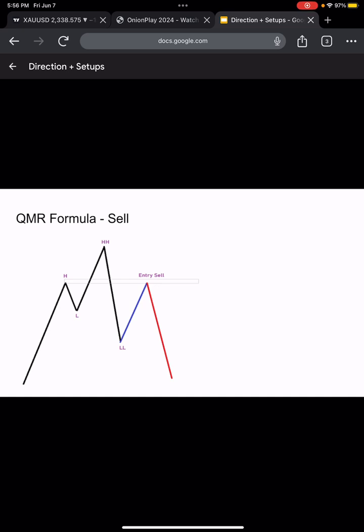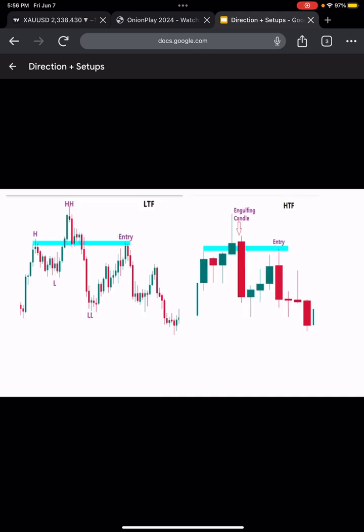So you have the high, the low, higher high, lower low, and then you have the entry to sell. I'm going to give you some examples. So this is what it looks like. You have the high, the low, the higher high, lower low. Just pay attention to the structure, how the structure looks, right? Because the structure is always the same for the most part.